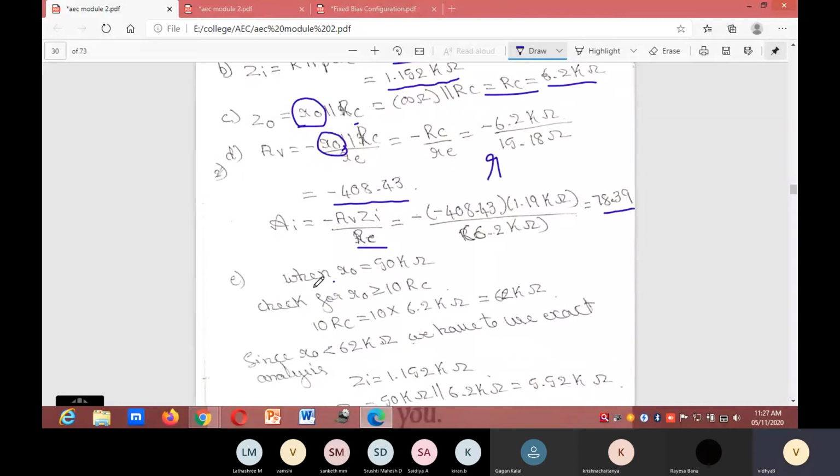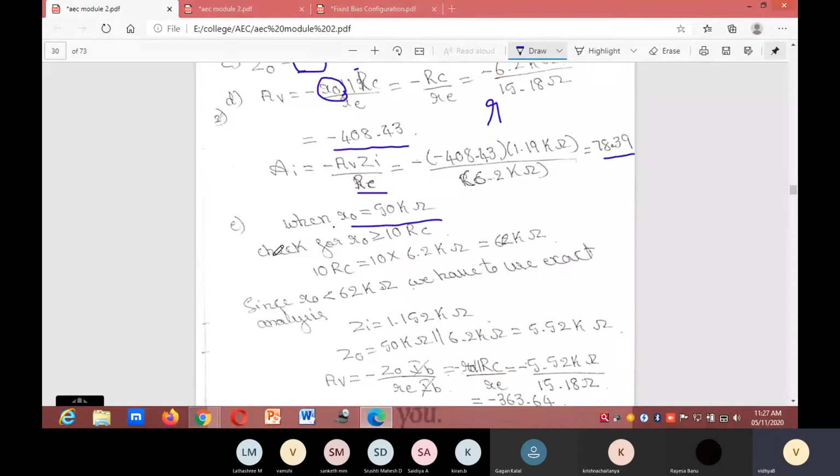Next, they have said that when R naught is equal to 50 kilo ohm, what is the input impedance, output impedance, voltage gain and current gain. Till now we have done R naught equal to infinity. Now we should consider R naught equal to 50 kilo ohm. First we should check whether R naught is greater than or equal to 10 times RC. 10 RC, if you calculate, you'll get 62 kilo ohm. R naught value is 50 kilo ohm. You can compare these two: 50 kilo ohm is less than 62 kilo ohm.